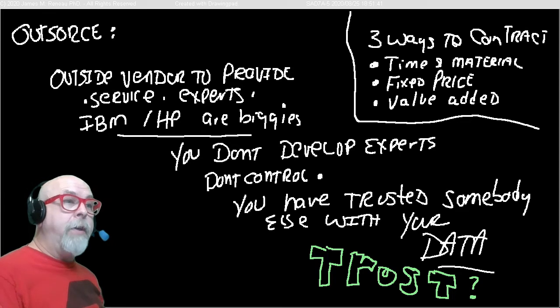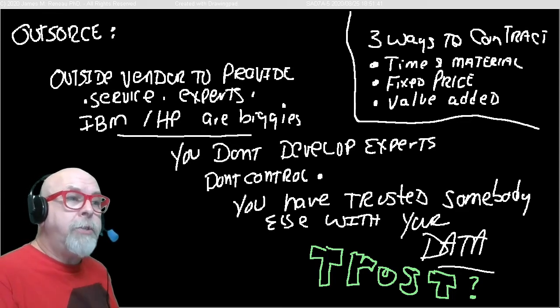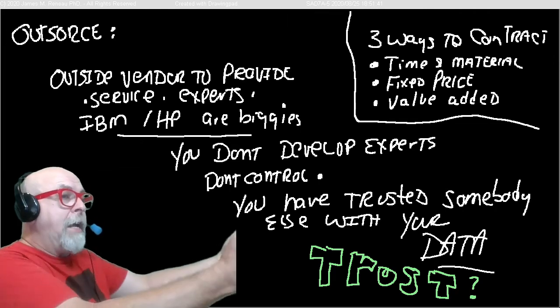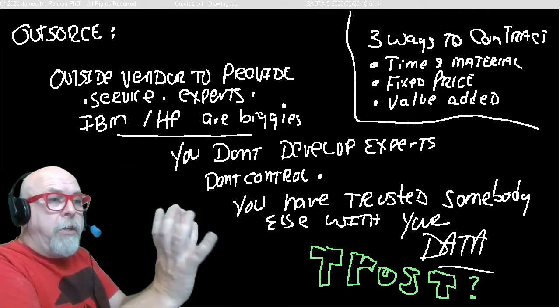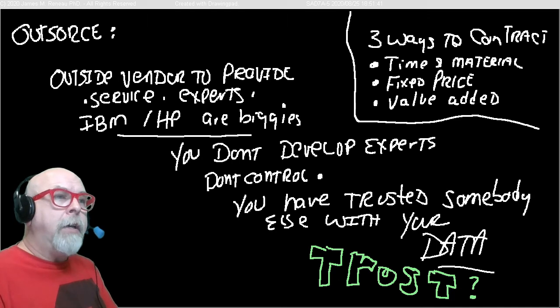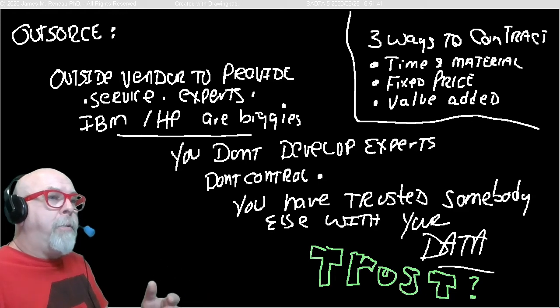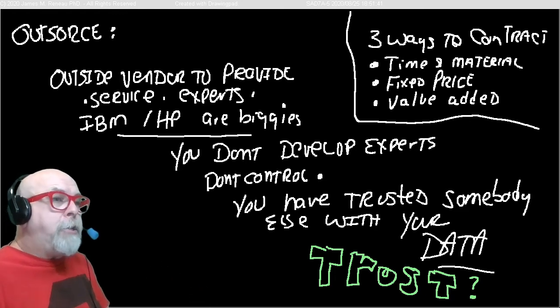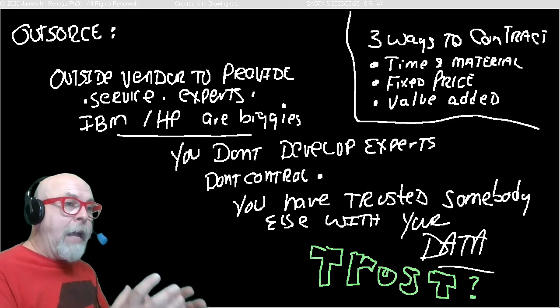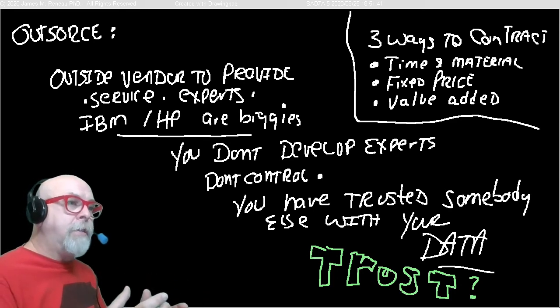The third way that we can acquire a piece of software is to outsource it. Just let somebody else do it. Hey, you're the expert. You do it. You take care of it. Outsource it. The outside vendor gets to provide the service and the experts. HP and IBM are biggies in the outsourcing business, but there are lots of others.